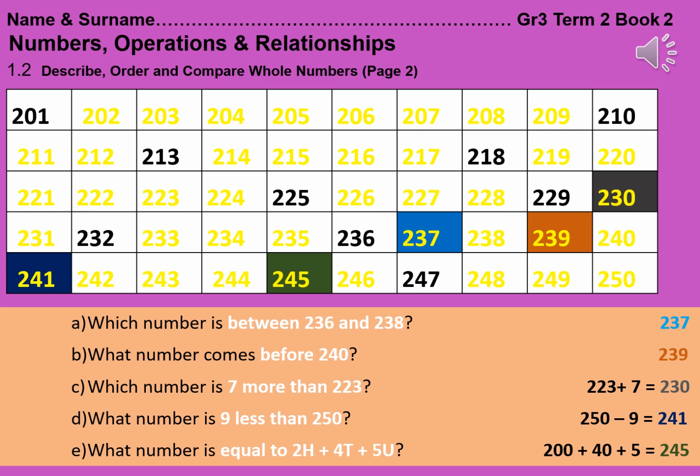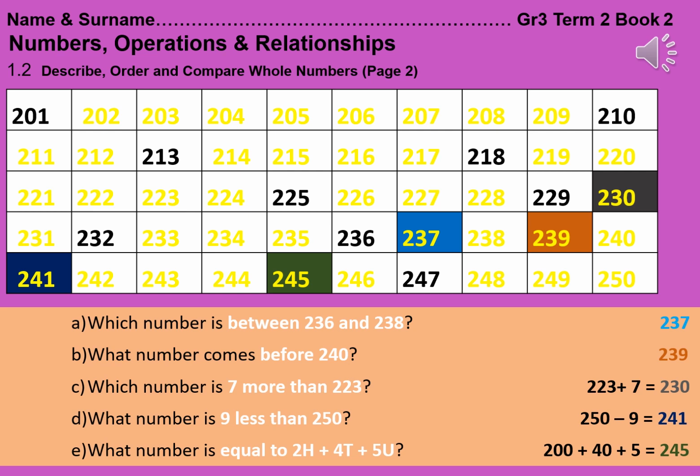Okay, number B. What number comes before 240? So the keywords there, before 240. Put your finger on 240, move one bunny hop back. What is the number? It's 239.